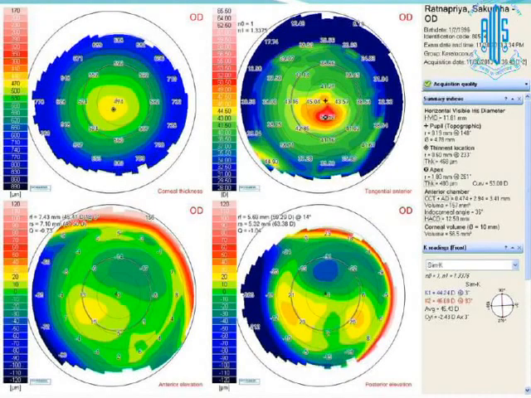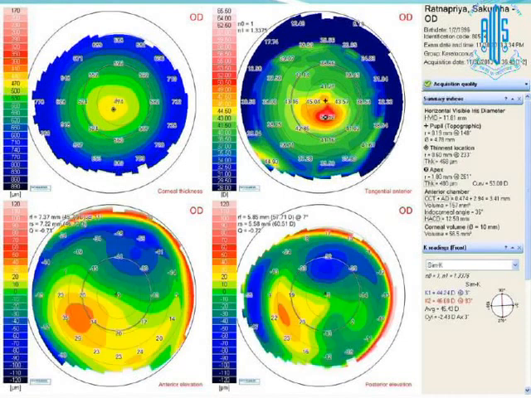This is another interesting case. A patient with a -3 sphere and one cylinder, we have been following him up for the last 1.5 years, but still the refractive power has not changed. If you see here, definitely there is ectasia as far as the curvature map is concerned, but the elevation maps are not very significant, except here the posterior elevation shows some amount of ectasia.